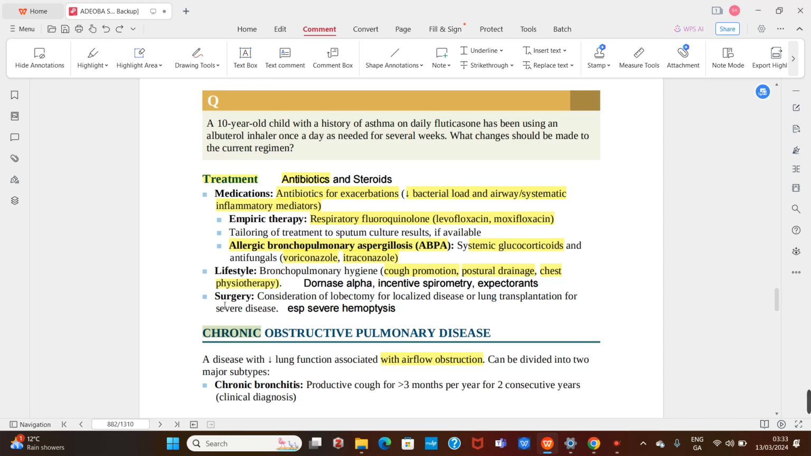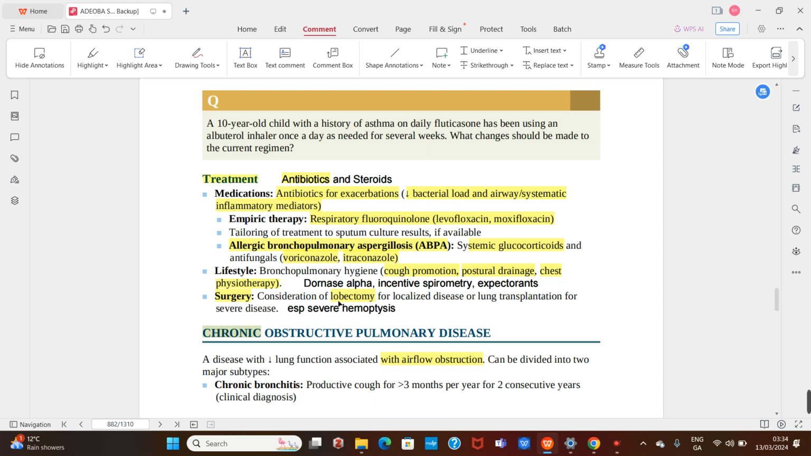Sometimes there might be need for surgery, particularly in severe cases where there is hemoptysis. You might need to go in to remove the particularly affected lobe of the lung. So you are trying your treatment, it's not working, you've done all these things, lifestyle modification, giving antibiotics, giving steroids, and it's still not resolving. You might want to remove that affected segment of the lung. That is lobectomy.